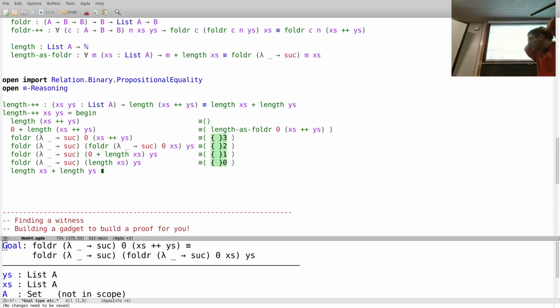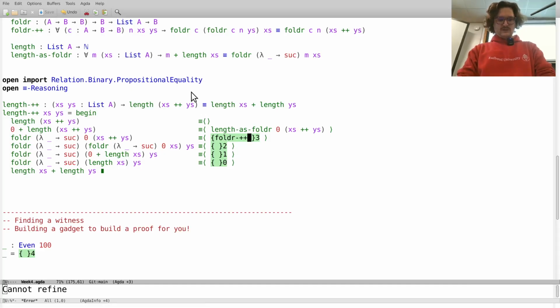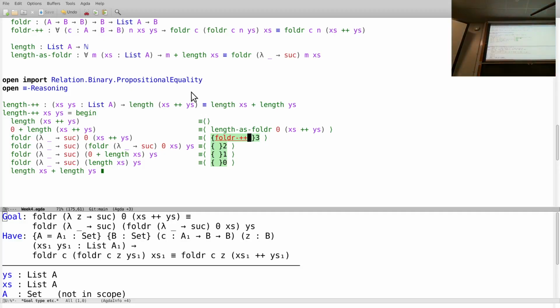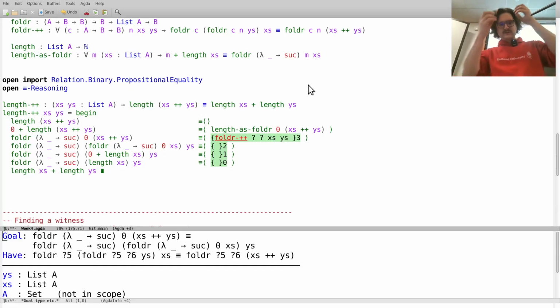And now we need to prove that if you have a folder over an append, then it's the nested calls to folder. But maybe some of you will have spotted that there's some kind of issue here. It's gonna work? No, it doesn't work. So let's look at the goals. My hopes were that C and N, and X's and Y's were supposed to be this.